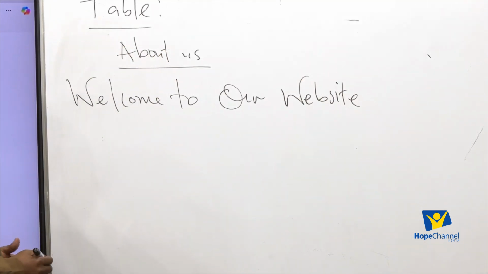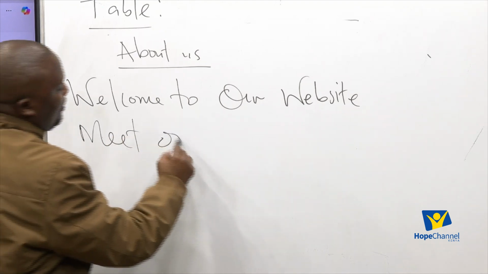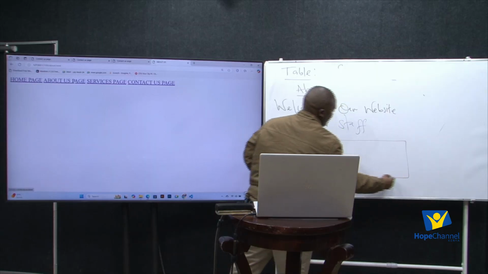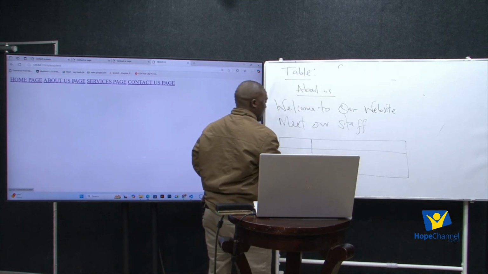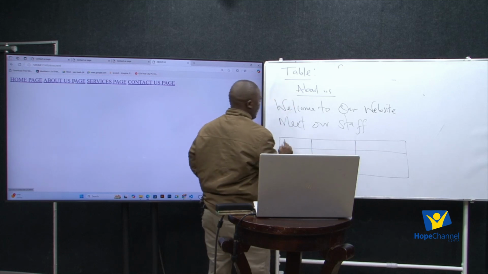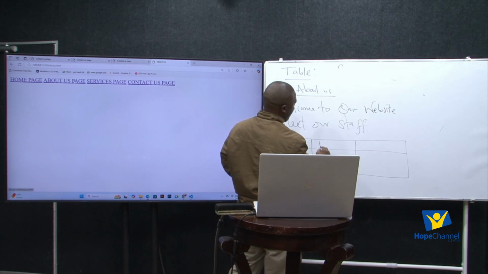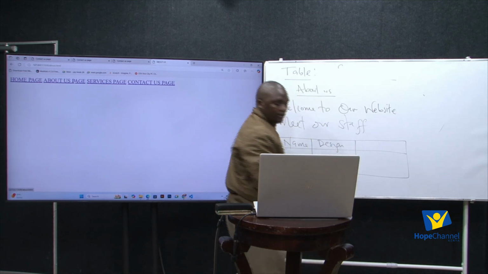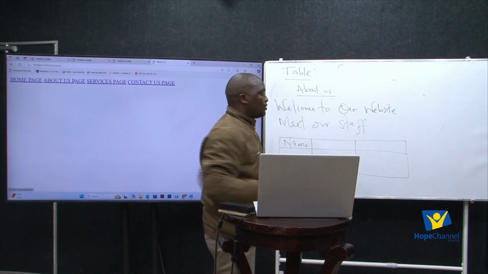Then at that particular moment we say something like meet our staff. Then we create a table where we'll be able to display our staff, like staff name, staff designation or position, and then we can have the staff image over there, and maybe contact or whatever thing that we want. A simple table to just display content.